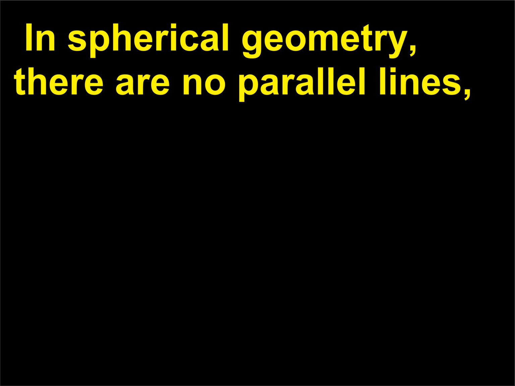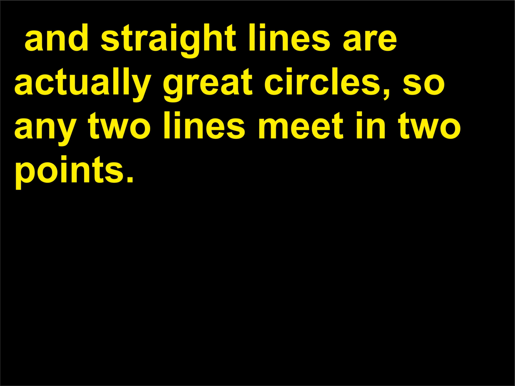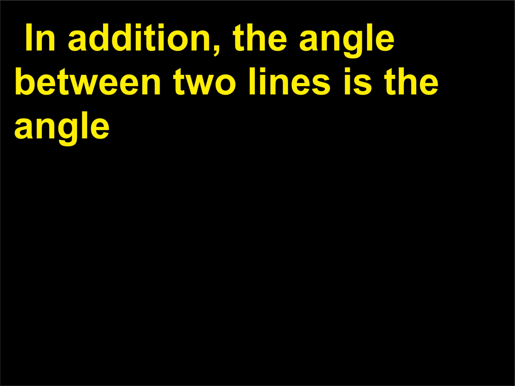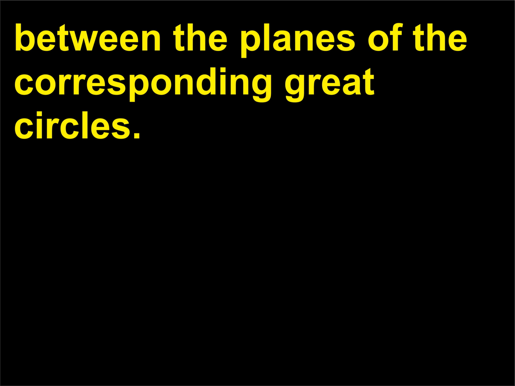In spherical geometry, there are no parallel lines, and straight lines are actually great circles, so any two lines meet in 2 points. In addition, the angle between two lines is the angle between the planes of the corresponding great circles.